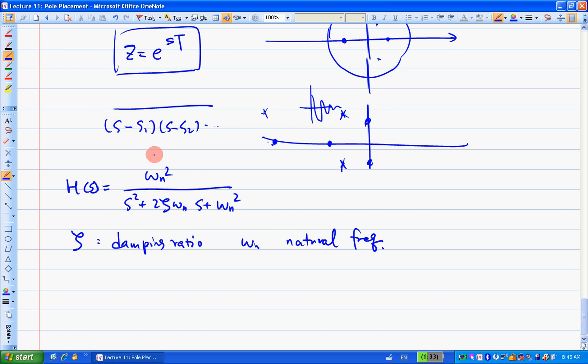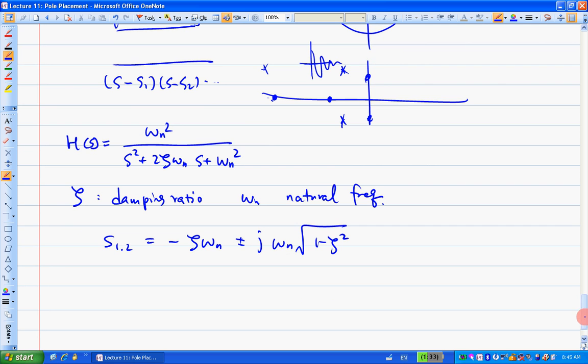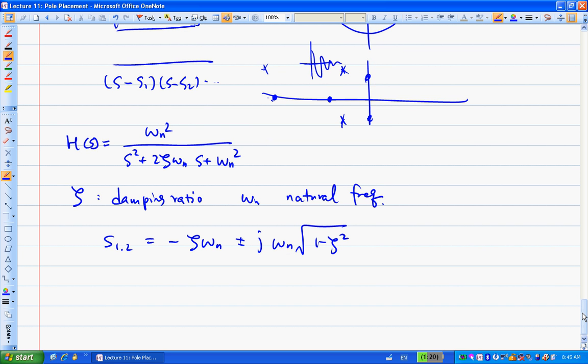The response of the second order system is given by the pole location. The poles are the solution of this denominator, which is negative zeta omega n plus or minus j omega n root of 1 minus zeta squared. Suppose we have the complex conjugate case. Here is a continuous system.